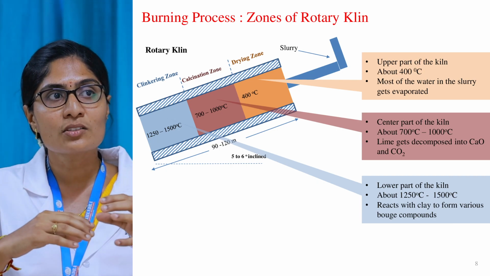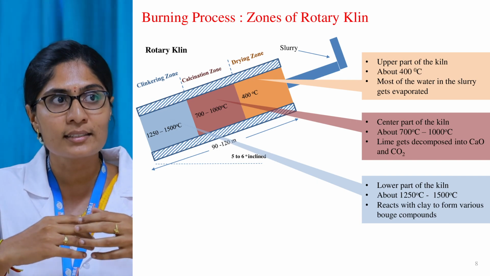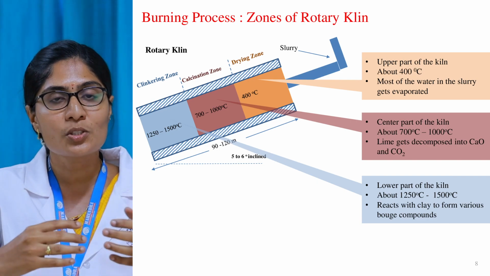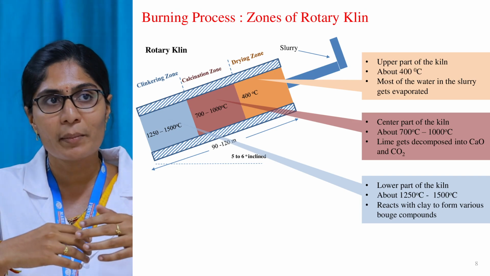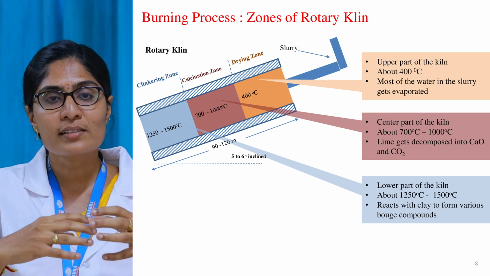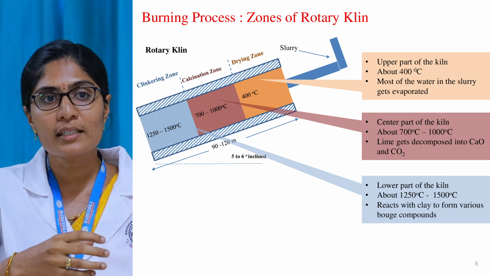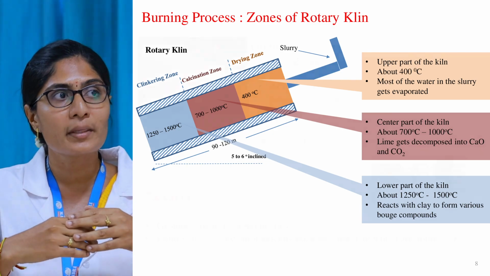Here in this particular zone the lime decomposition starts. So lime is decomposed into calcium oxide and carbon dioxide. So in the cement manufacturing process, for manufacturing an equivalent amount of cement, an equivalent amount of carbon dioxide is liberated.